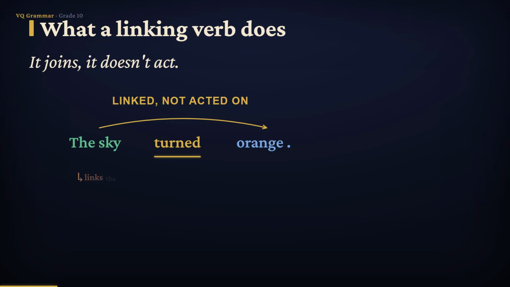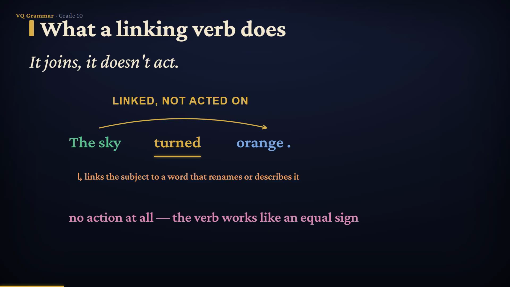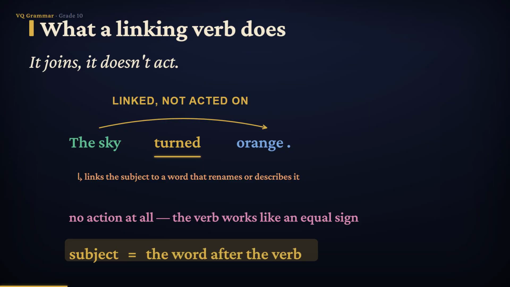A linking verb links, or joins, the subject to a word that identifies the subject or describes it. Think of it as an equal sign sitting in the middle of the sentence. Sky equals orange. No motion, no doing, just a connection.